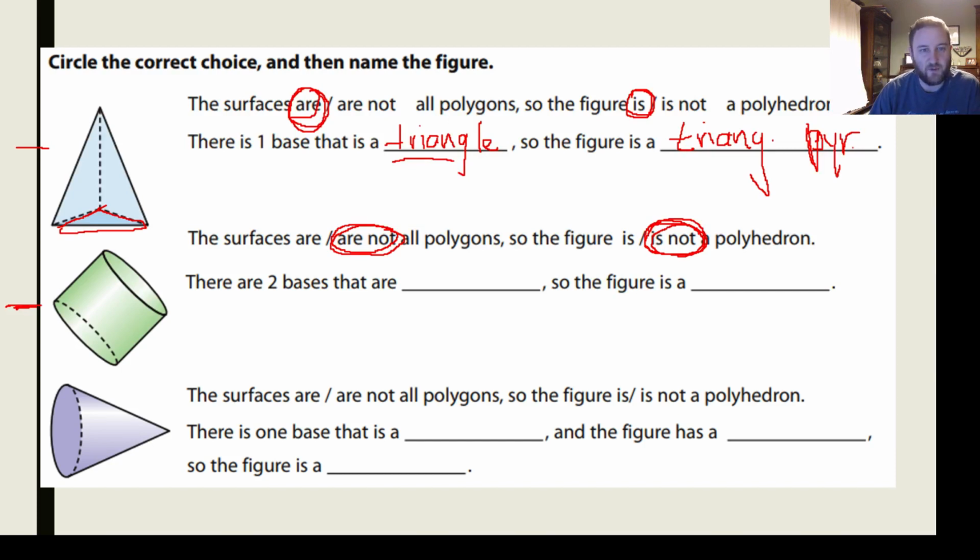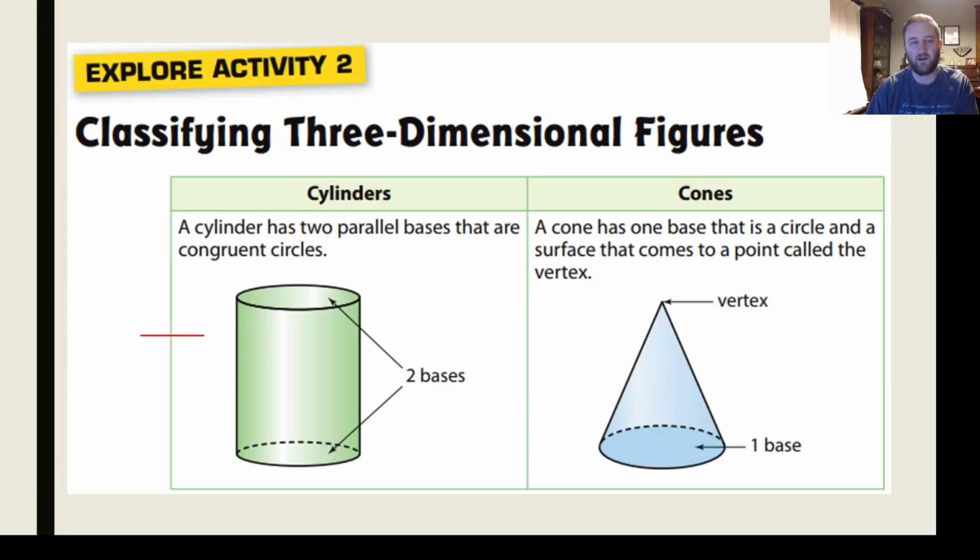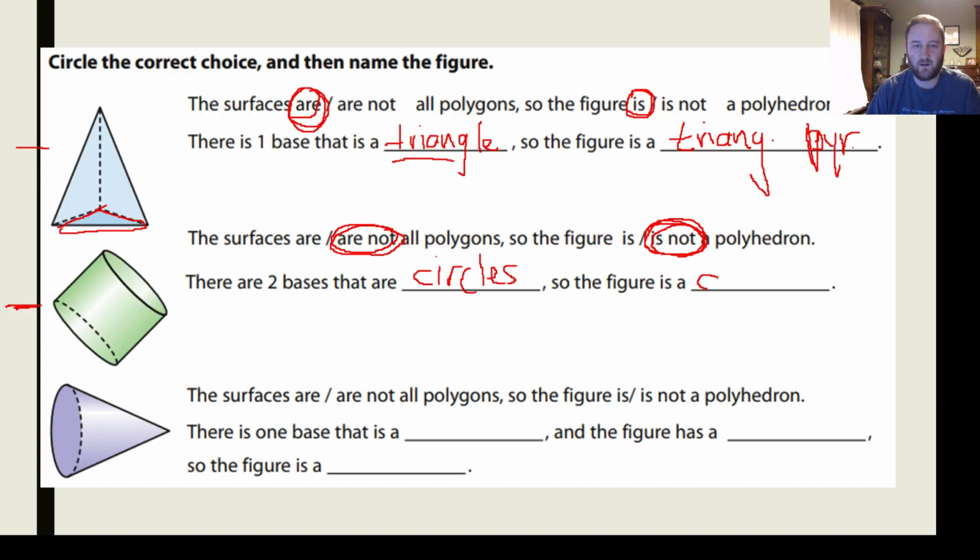Okay, there's two bases that are circles. So this figure is, what do you guys think? What is this figure called? We just learned about it on the last slide. That's this right here. It's a cylinder. Okay, a cylinder.